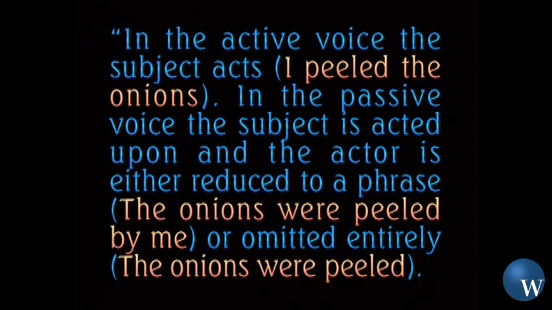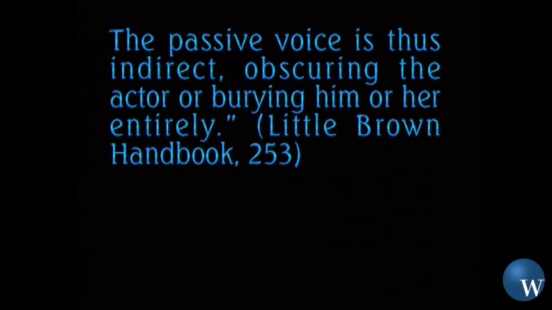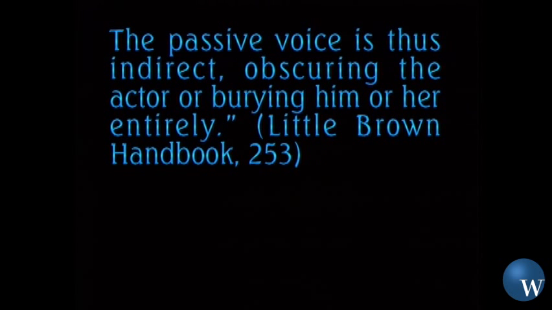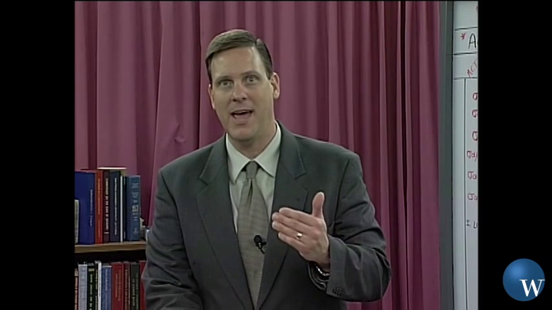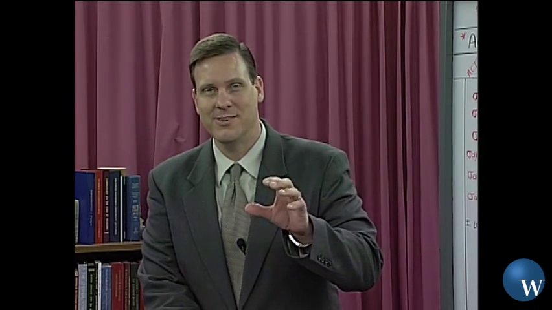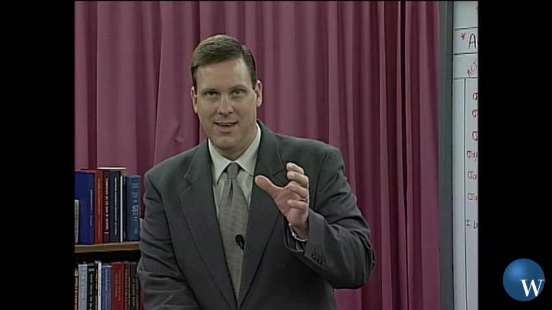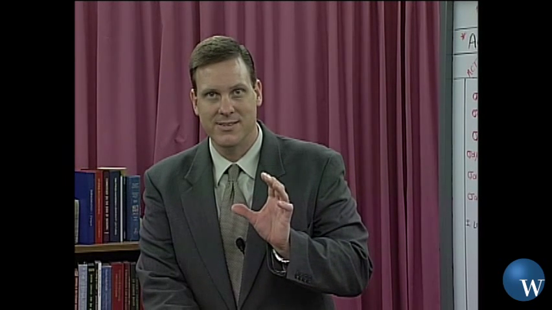In the passive voice, the subject is acted upon, and the actor is either reduced to a phrase, and thus you see the example, the onions were peeled by me, or it's omitted entirely, in which case it would be said the onions were peeled. The passive voice is thus indirect, obscuring the actor or burying him or her entirely. And so you see in that passive voice, the actor of the sentence is said to be obscured somewhat, as opposed to turning it around into an active sentence.